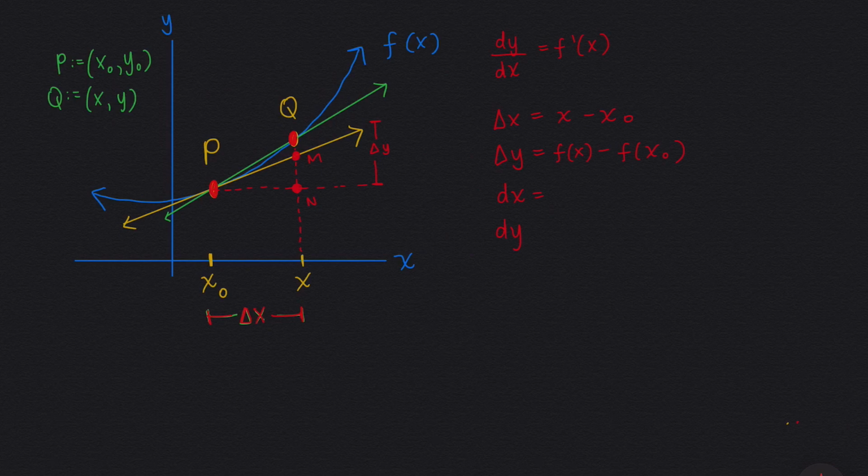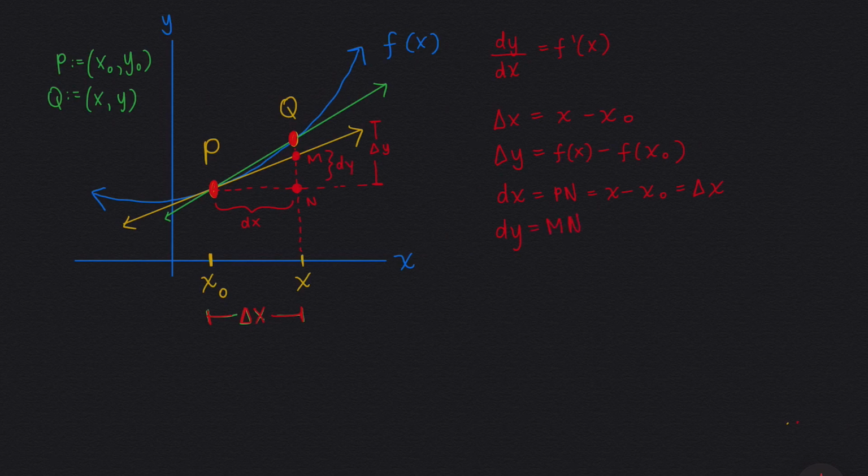Dx, on the other hand, well, dx and dy both have to do with the slope of the tangent line. They don't have anything to do with the point Q necessarily. So dx would be this distance here. Okay, so that would be the distance from P to N, which we can find by subtracting the x values, x minus x naught, which, notice, is the same thing as delta x, or the change in x. Now let's see about dy. dy would be this distance here, or the distance between the points M and N.